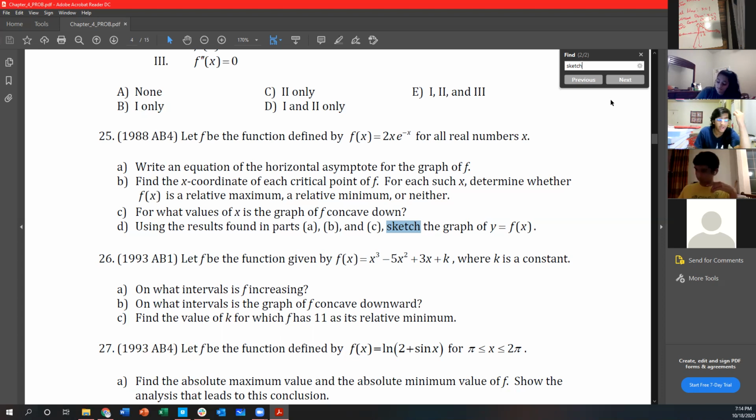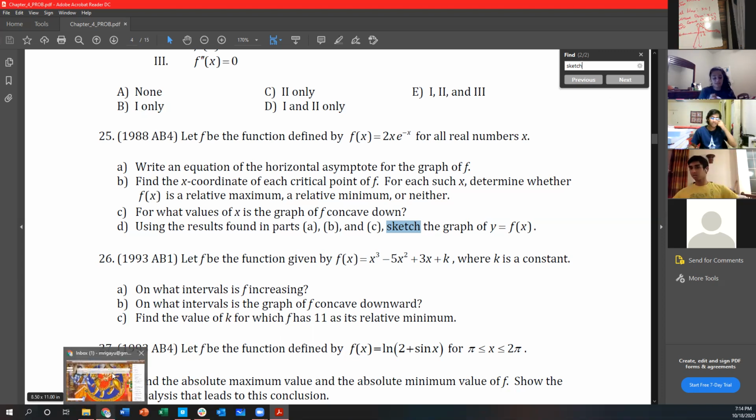Do you guys want to try one more from the practice problems, or do you feel confident enough to try it on your own later? One more? Okay, we can do another one. I'll be back, I have to do something. Sure.